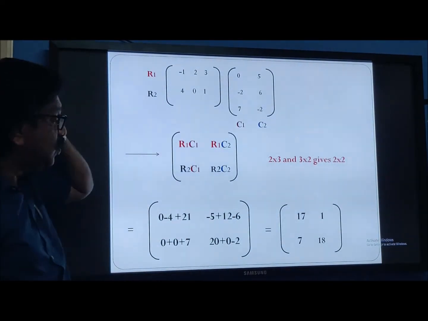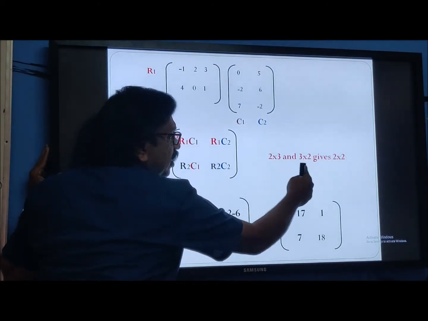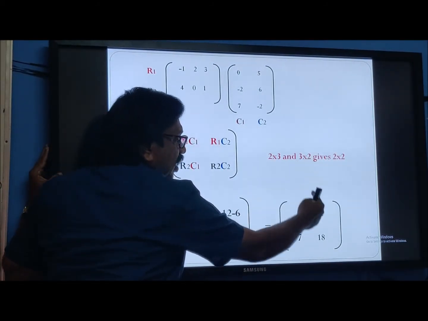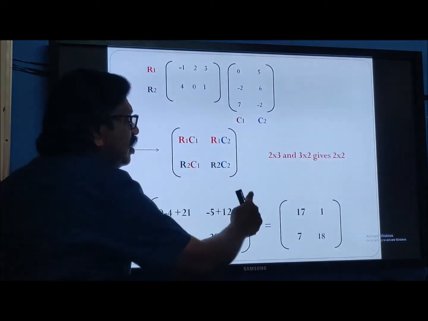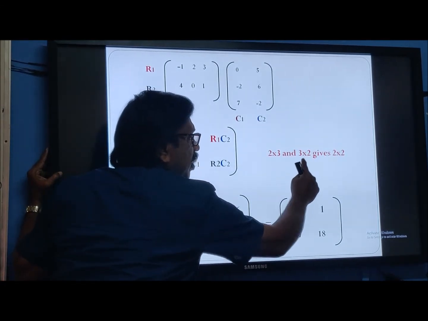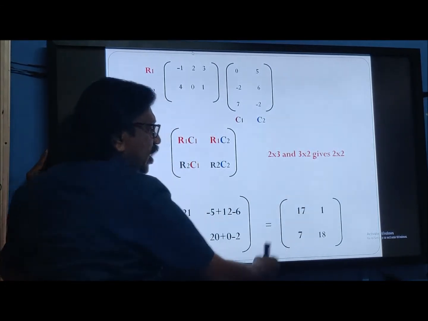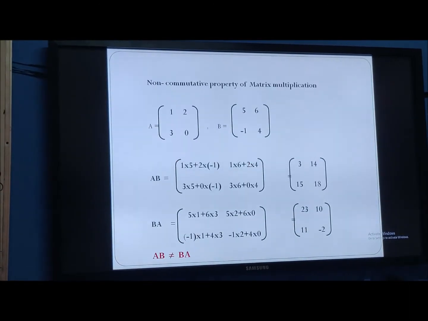You see the condition also. If A is a 2 by 3 matrix, and B is another matrix 3 by 2, what is the order of the answer? 2 by 2. That will be written as: if M by P and P by N, the order is M by N. Here it is 2 by 2. That is the first condition. Okay, next.